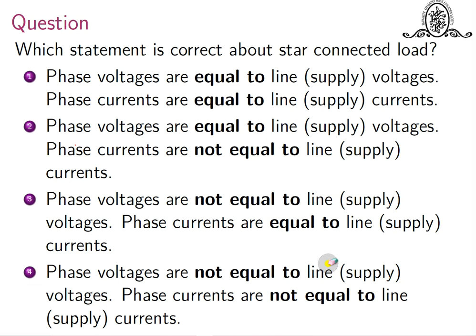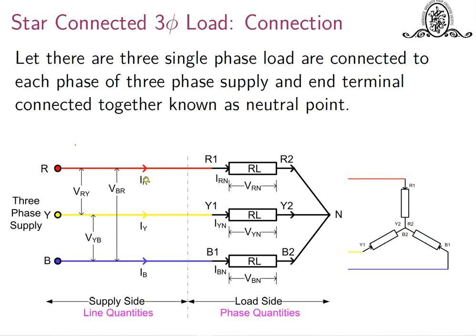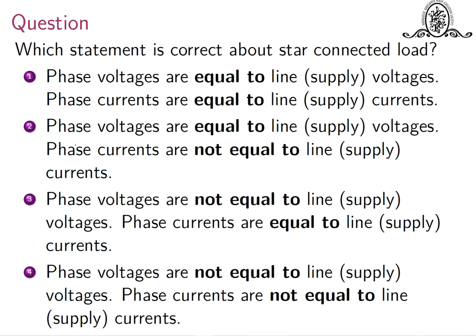Hope that you have guessed the answer. As I discussed in the previous slide, IRN is equal to IR, meaning the phase quantities of the current are equal to the line quantities of the current. So phase currents are equal to line currents, but phase voltages are not equal to line voltages. Which is the correct option? Phase voltages are not equal to line voltages, but phase currents are equal to line or supply side currents. So option number 3 is correct in this case.